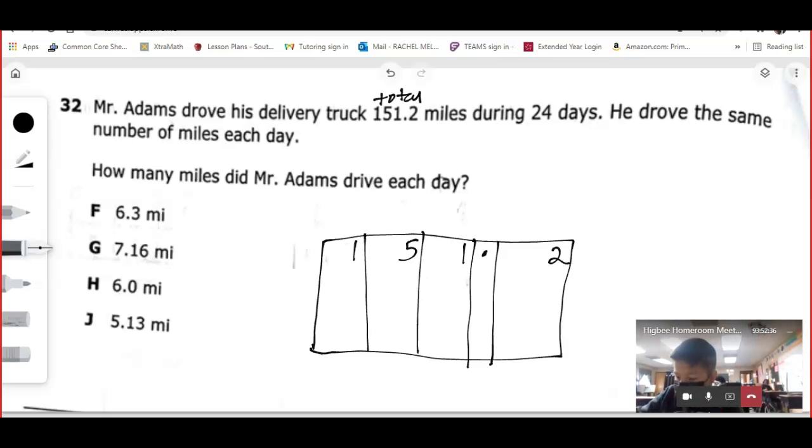What's our divisor? 24. Okay, and we know that because there's some keywords there. The same number of miles each day. Okay, so what should I do first?